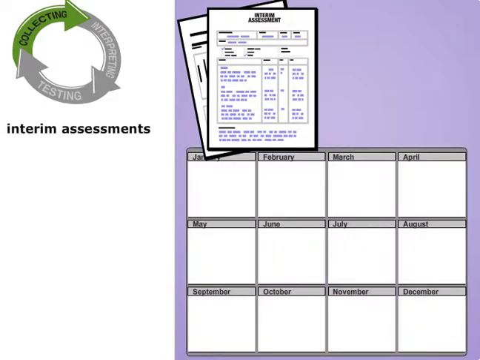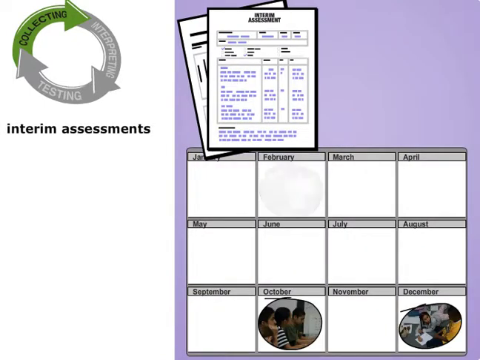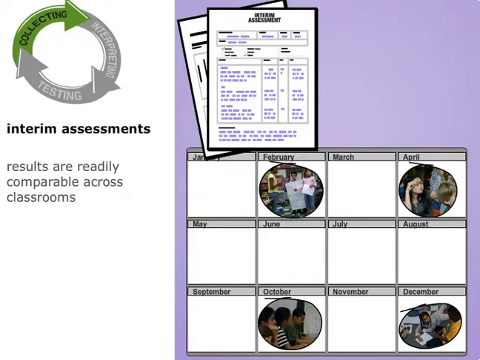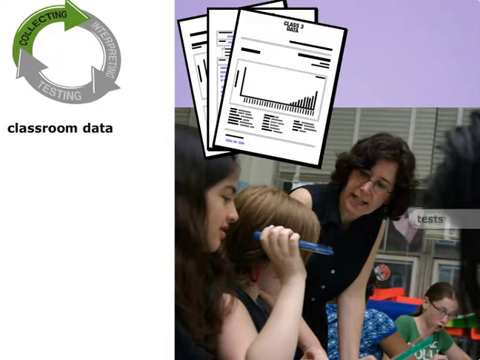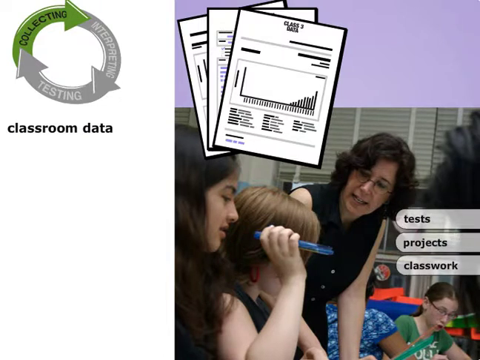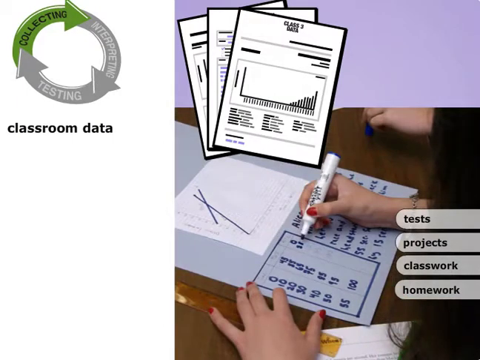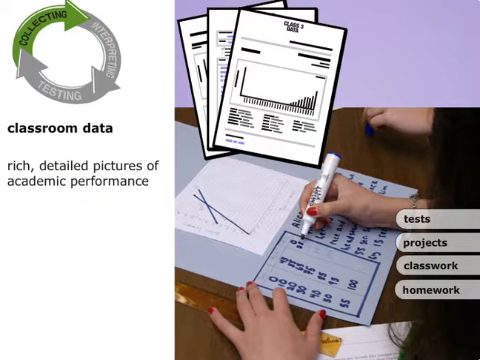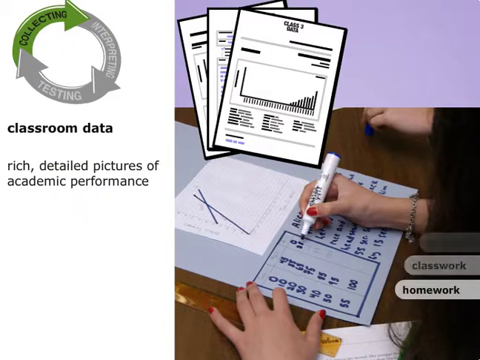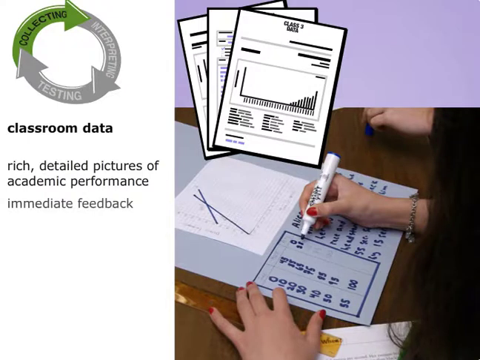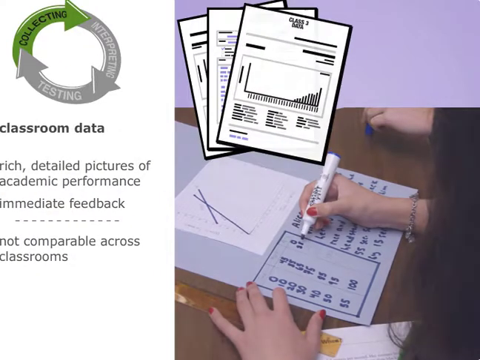Results from interim assessments, which are administered consistently across a district or school at regular intervals throughout the year, are readily comparable across classrooms. However, they do not provide immediate feedback about student learning. Classroom data drawn from unit tests, projects, classwork, and homework can be combined with individualized education plans and records from parent meetings to provide rich, detailed pictures of students' academic performance. This kind of data can be gathered quickly, providing teachers with immediate feedback about student learning. The disadvantage is that the assignments, conditions, and scores are not generally comparable across classrooms.